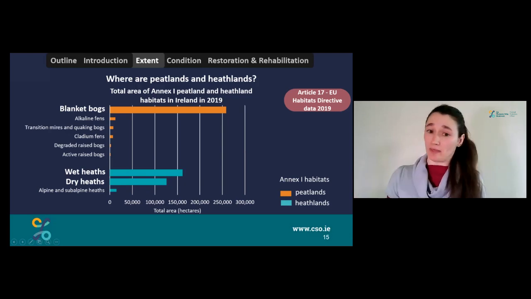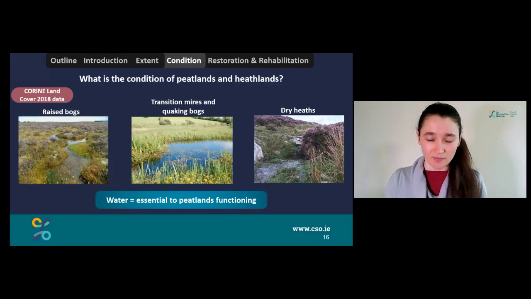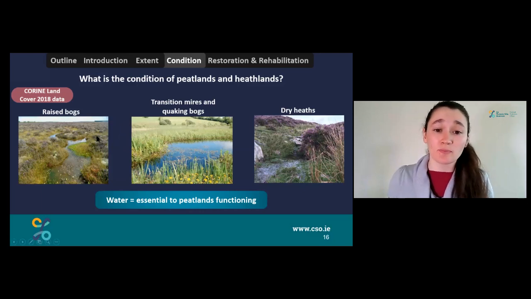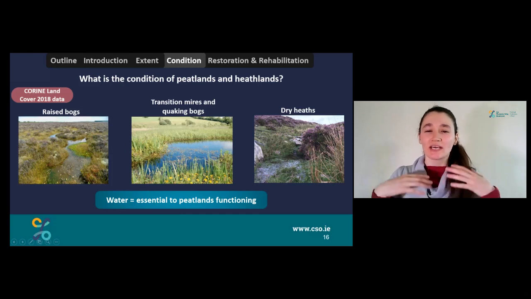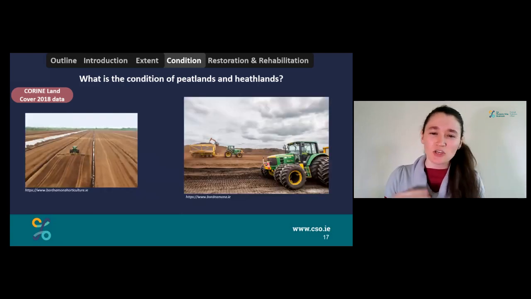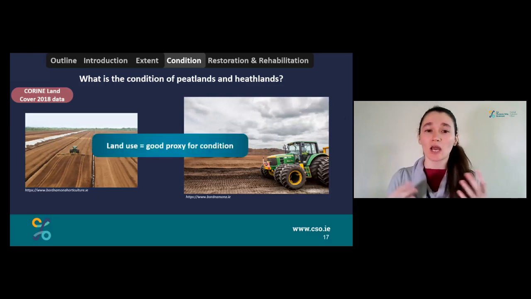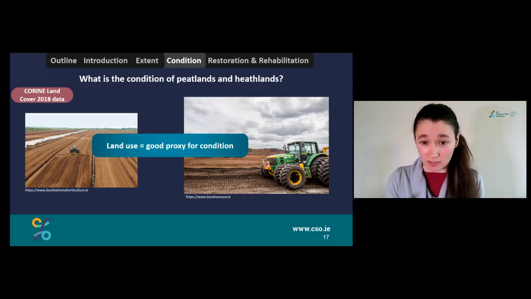So now that we know where they are, let's determine if they are in good or bad condition. As you may have seen on all the different pictures that I showed you of peatlands and heathlands, water is an essential characteristic for both ecosystems to function properly and provide goods and services. However, human activities such as peat production or agriculture tend to drain this water, and this is why land use might be a good proxy for condition.